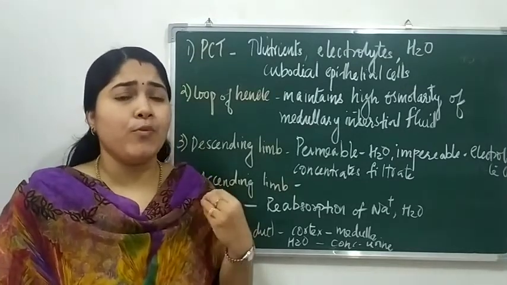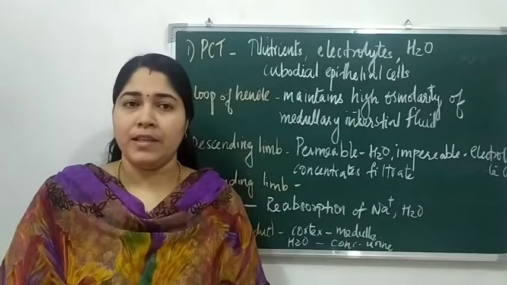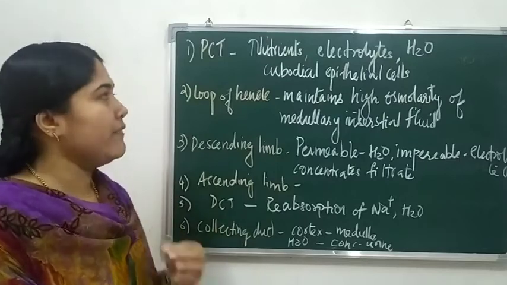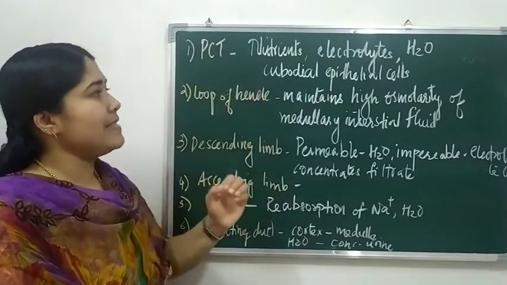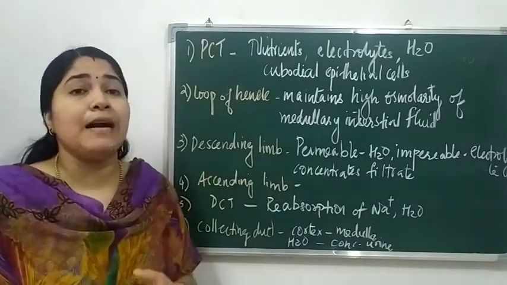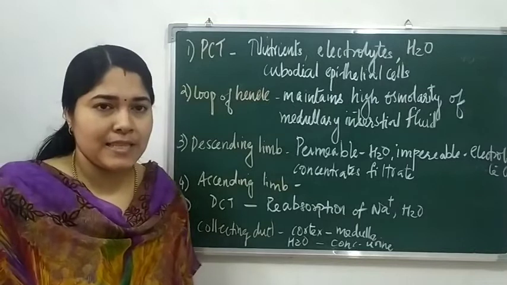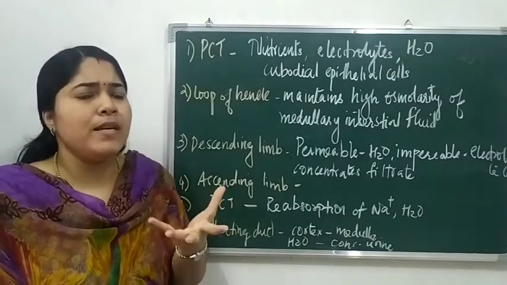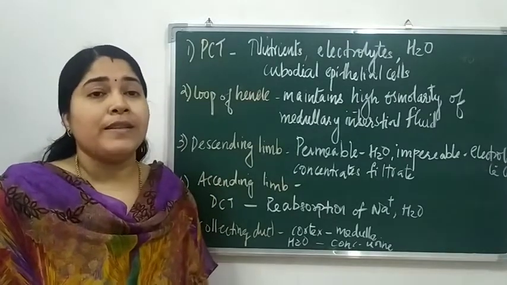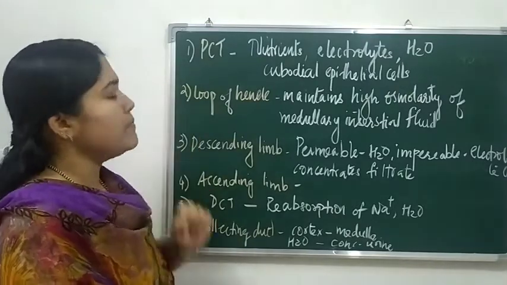As I told you, from the 180 liters, only 1.5 liters is excreted out from the body. And where all it is reabsorbed, we will see. In the PCT, that is the proximal convoluted tubule, the nutrients, nearly 70 to 80% of the electrolytes and water are reabsorbed. By whom? Mainly by the simple cuboidal epithelial cells. They reabsorb the nutrients, electrolytes, water, and also increase the surface area of absorption. This is in case of the proximal convoluted tubule.